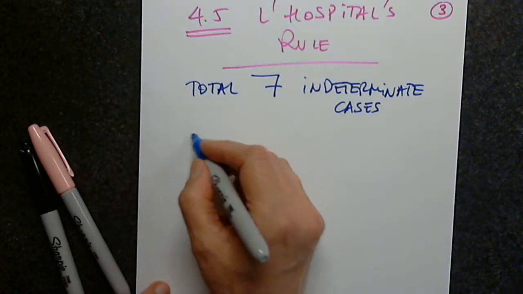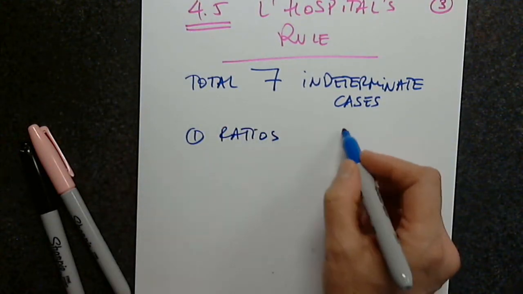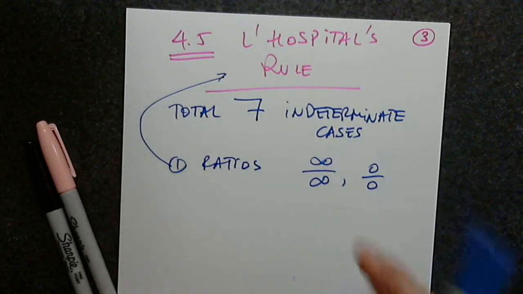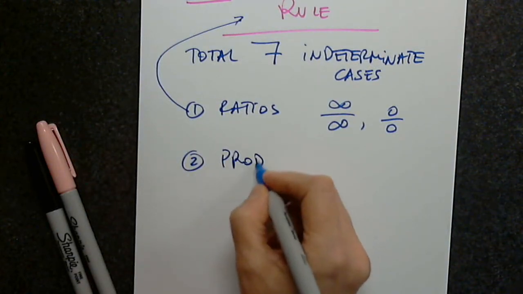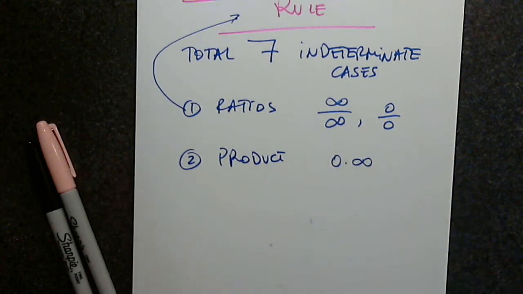The first two we played with quite a lot, so they are ratios: infinity over infinity and 0 over 0. These are the only accepted indeterminate cases for L'Hopital's rule. Number 2, product. There is one product, 0 times infinity. Do not conclude anything. It's an indeterminate case. You can't say anything about it. It may be 1500. It may be 0. You don't know.